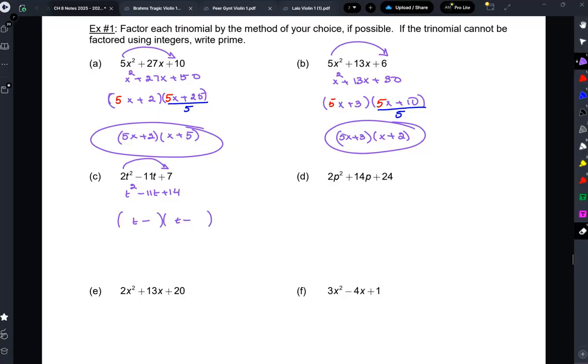All right, what do we think? Eitan, what do you think? Give me some factors of 14 that add to negative 11. Anybody? Right, but that doesn't multiply to 14. It is prime. This one is prime.